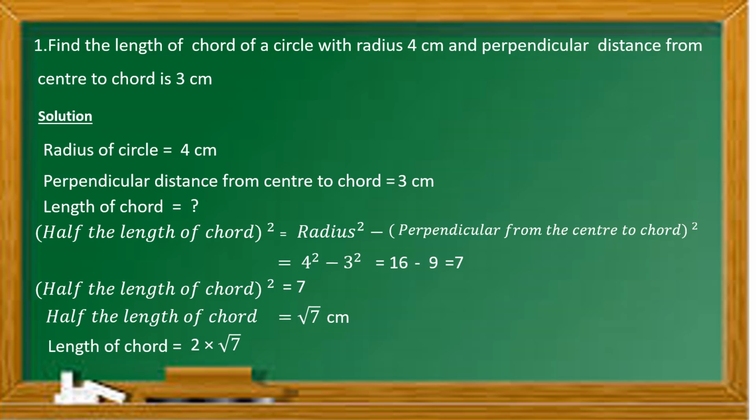I hope you understood the reason. Because we are drawing the perpendicular from the center to the chord, it will bisect the chord. So the chord will be 2 equal parts. So if you find the length of first half, that will be the same as the length of second part. So adding these two will give the length of chord. So this together gives 2 root 7 centimeter. So we got the length of chord as 2 root 7 centimeter.